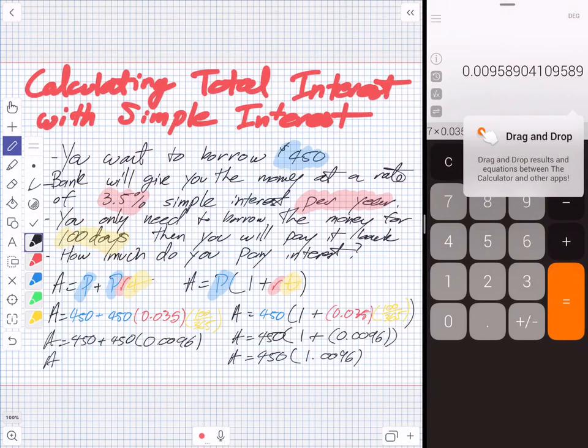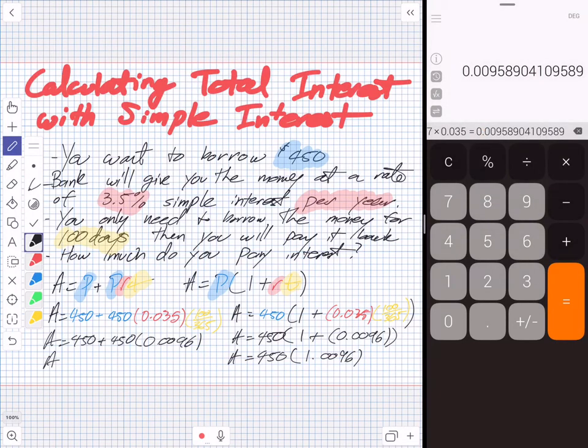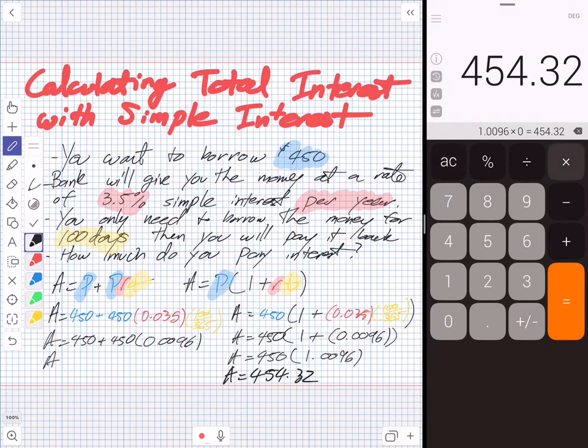Okay, let's do a little multiplication here. 1.0096 times 450. Great. So we got our A is equal to $454.32. On this side here, it was 0.0096 times 450. Okay, that gave us that value plus 450, $454.32, and that is the exact same value we got in both, so it didn't matter which equation.